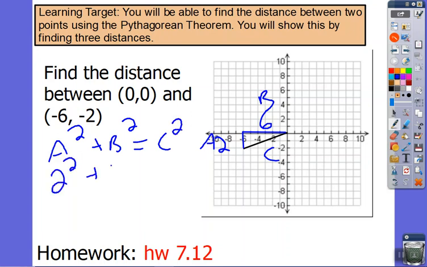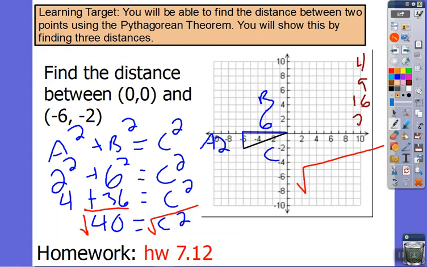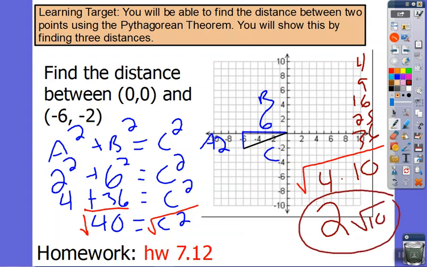So here's 2 squared plus 6 squared equals C squared. So that's 4 plus 36. So adding those gets me 40. Opposite of square is square root. And I hope you can see that 40 can be broken down. So what makes 40 from our list? Your choices were 4, 9, 16, 25, and 36. So we would do 4 times 10. Square root of 4 is 2, so that's going to be a big 2, and then the 10 is going to stay inside. So that answer is going to be 2 square root of 10.